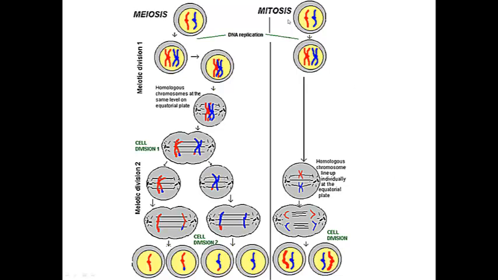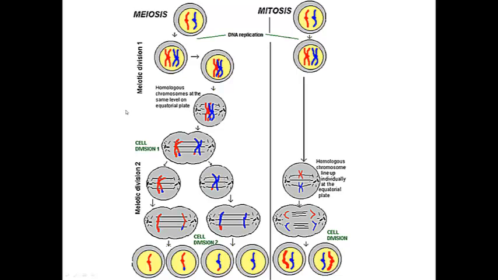So here we have the difference between meiosis and mitosis. In mitosis, you have two chromosomes that are paired. They line up in a straight line on the metaphase plate, and one red one and one blue one are each pulled into the resulting cells. So the end result is two cells that are identical to the original. So two diploid cells that are identical to the original.